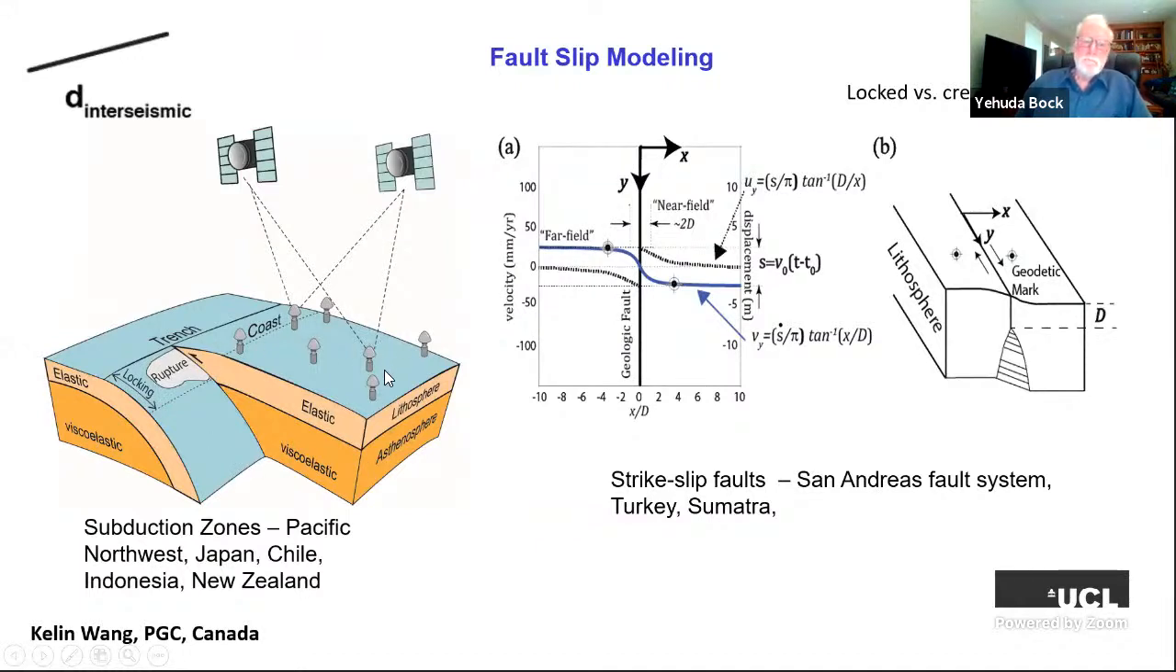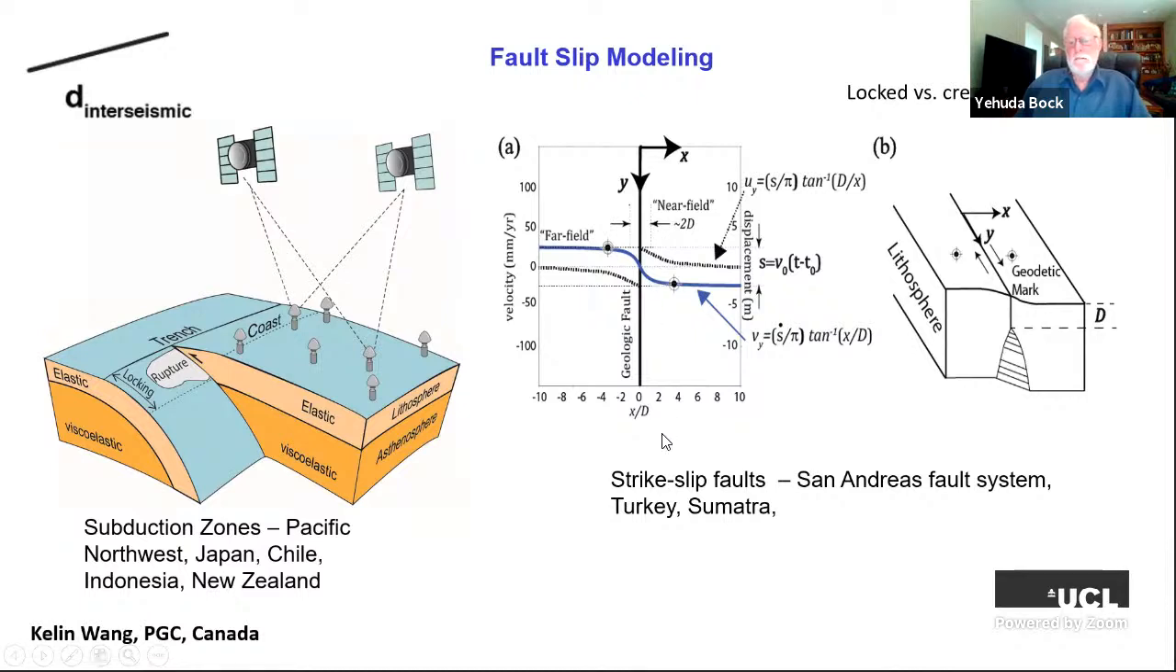But basically by looking at the movement of the stations on the surface and making assumptions about the rheology of the crust, and knowledge of where the faults are and how they're moving, then we can get a model of how the fault is slipping. At what rate is it moving?